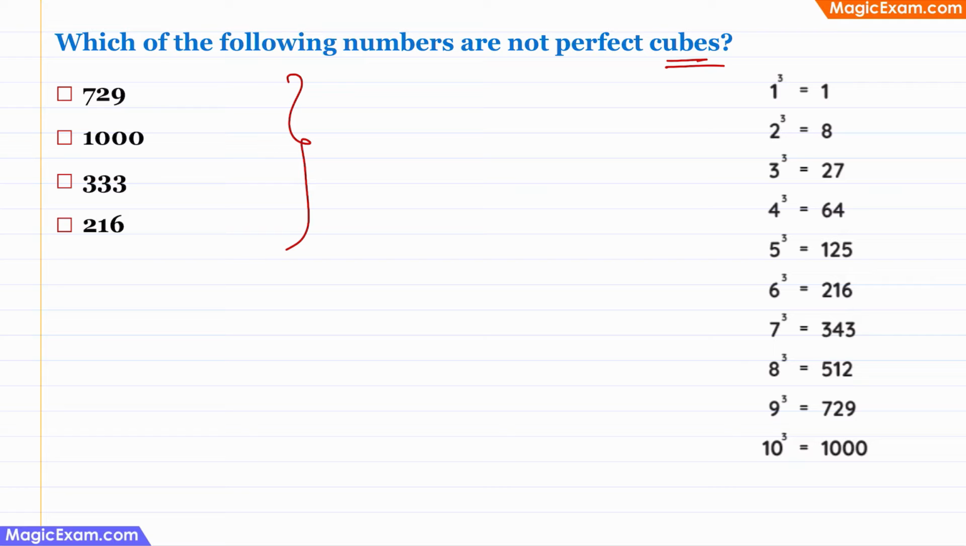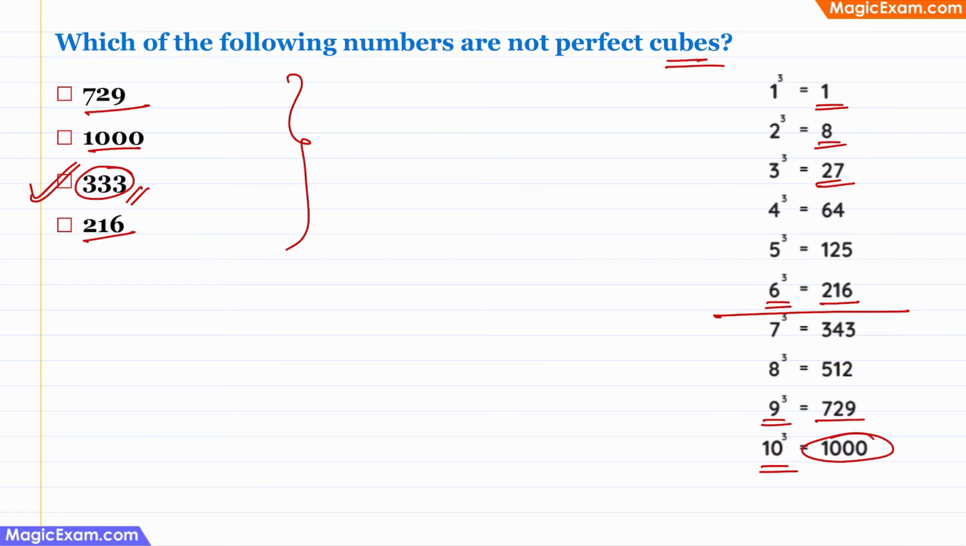Now, if you multiply 1 into 1 into 1, you will get 1. 2 into 2 into 2 is 8. 3 into 3 into 3 is 27. So if you multiply 10 into 10 into 10, you will get 1000. Therefore, 1000 is a perfect cube. And if you multiply 9 into 9 into 9, you will get 729. Therefore, 729 is also a perfect cube. And 6 into 6 into 6 is 216. Therefore, 216 is also a perfect cube. The cube root of 333 will come somewhere between 6 and 7. Therefore, this 333 is not a perfect cube. Therefore, the answer here is option 3.